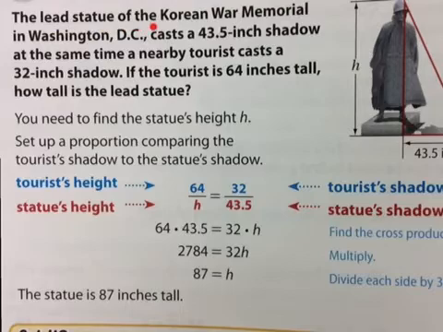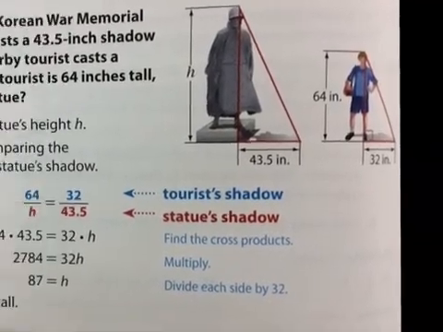The lead statue of the Korean War Memorial in Washington, D.C. cast a 43.5-inch shadow. At the same time, a nearby tourist cast a shadow of 32 inches. If the tourist is 64 inches tall, how tall is the statue? So that's what we were just looking at right there.